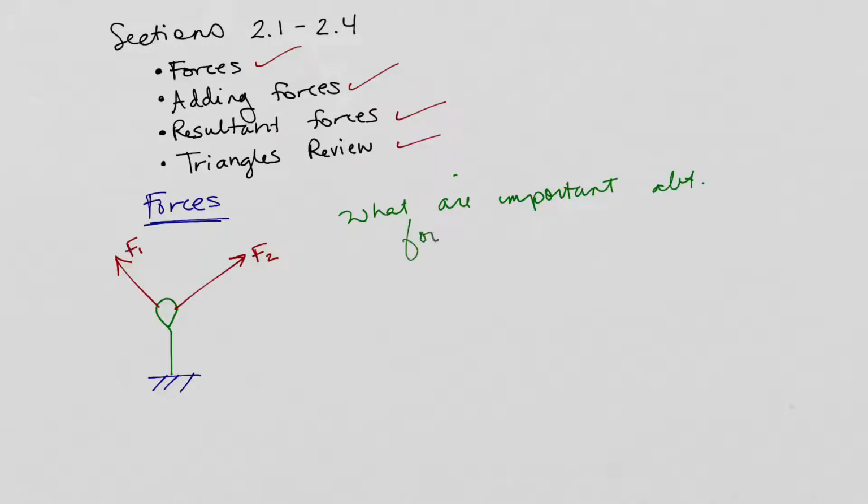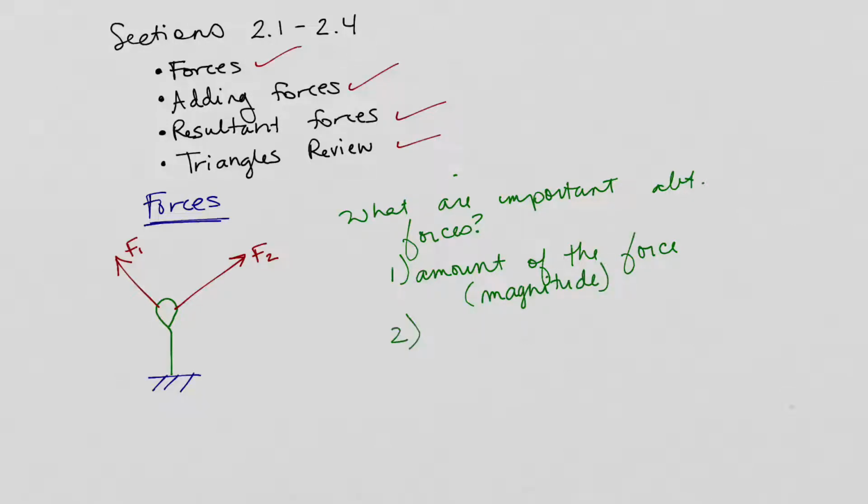So what are important about forces? We have the magnitude, so how much you pull on that eye bolt. That would be one thing that's important. So that's the amount of the force, also called the magnitude. What's also important is the direction that we pull. So the magnitude and the direction are what matters.